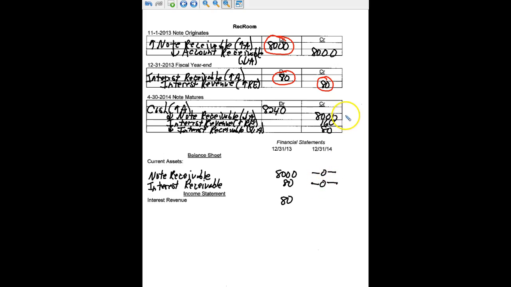Okay, when this is all said and done, look at what we did. We zeroed out notes receivable. We zeroed out interest receivable, and we added in another $160 of interest revenue. So total interest revenue, again, over the life of the note is $240. That's 6 months. So of that, 2 months was earned last year, 4 months was earned the second year. 6 months. 4 applies to this year, 2 applies to the prior year.